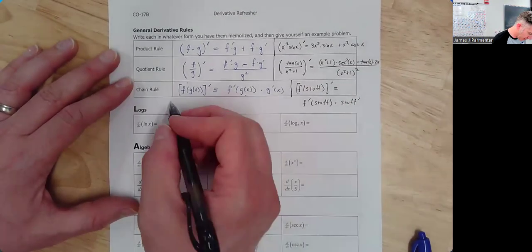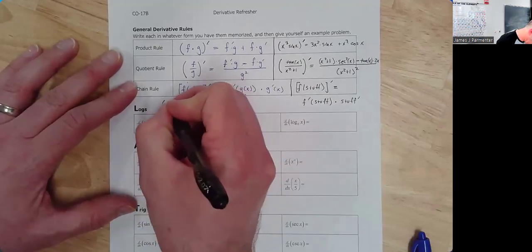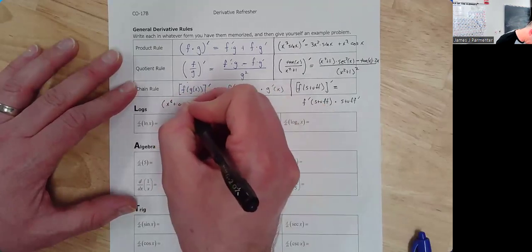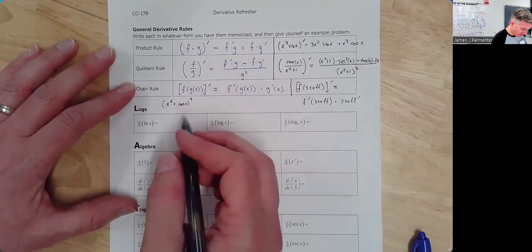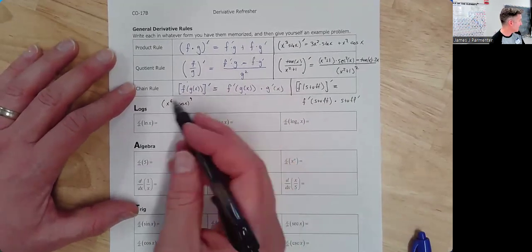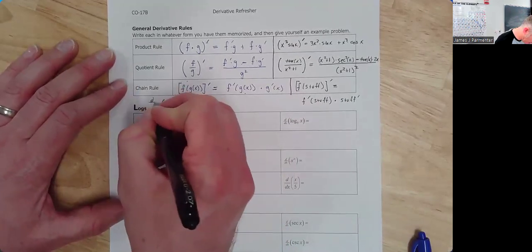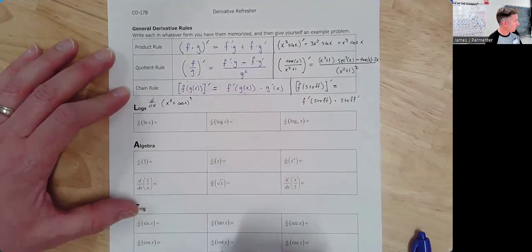So if I was going to pick an example here, I might pick something like, I don't know, x to the 6th plus cosine of x to the 9th power. Instead of writing a prime for the derivative, I'm going to write a d dx in front, because that's also a way of writing take the derivative of something. So the derivative of some stuff to the 9th power.